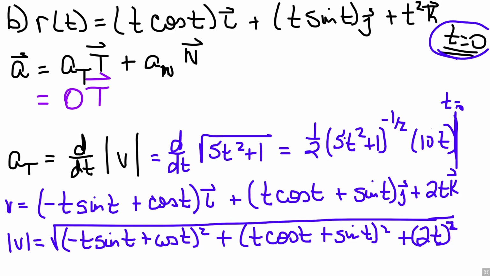Okay, so what we have to do next is deal with a sub n. Keep in mind that a sub n does require us to find the magnitude of the acceleration vector, and then we're going to subtract off a sub t of 0. So let's deal with that. First let's find the acceleration vector. We take the derivative of the velocity.